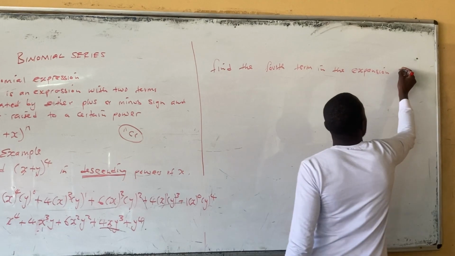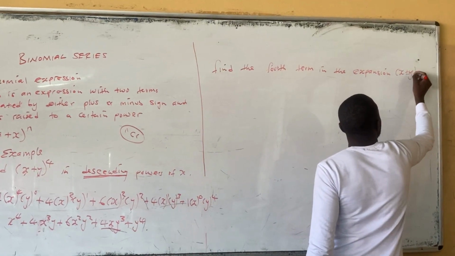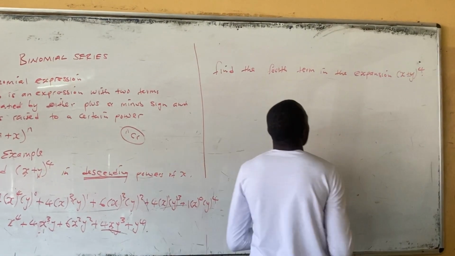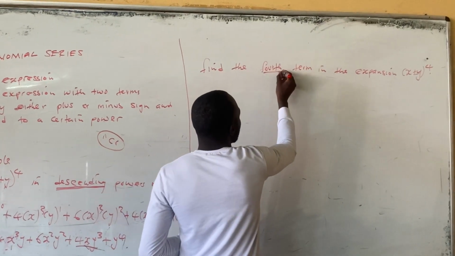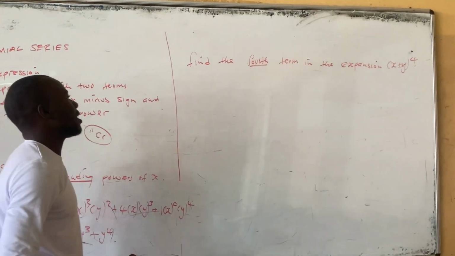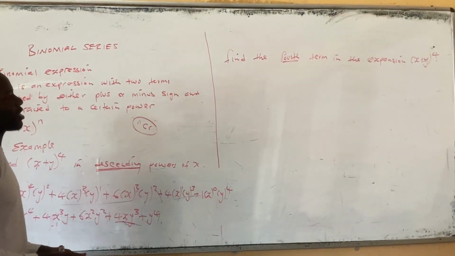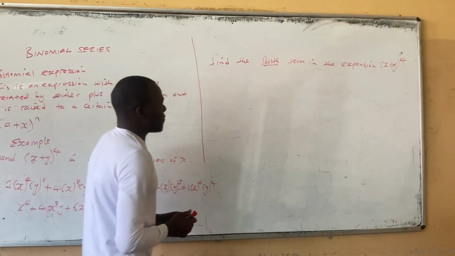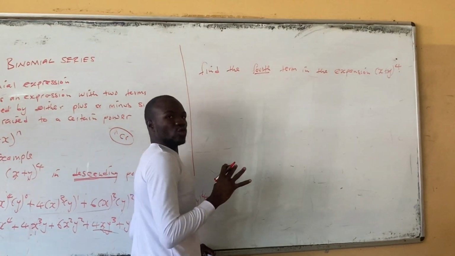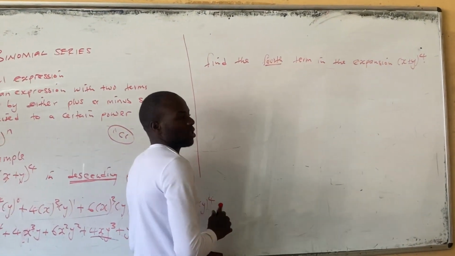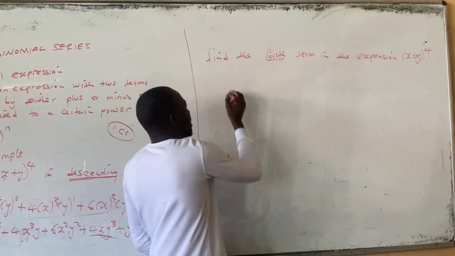In the expansion of (x + y) raised to the power 4, let's try to find the fourth term. We don't need to expand. Before we do anything, I want you to know this formula. You need to know it. We'll be using it in most cases.